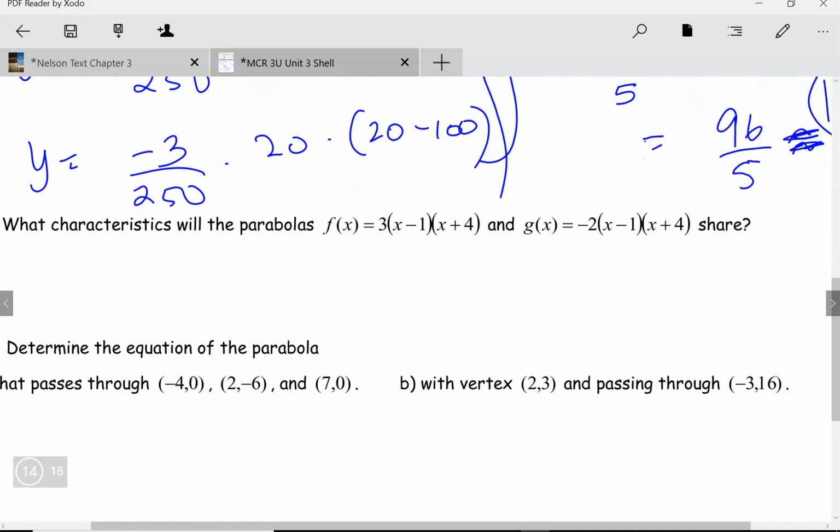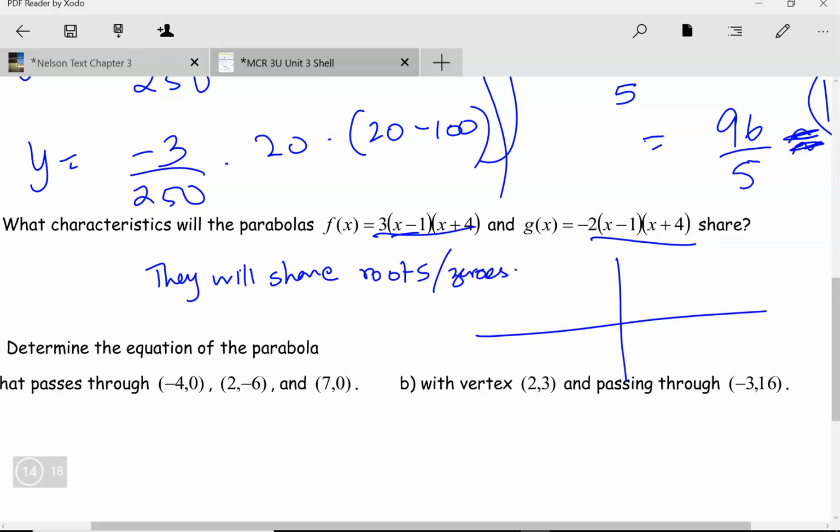What characteristics will this parabola and this parabola share? You'll see here that they will share roots or zeros. And if you were to graph these parabolas, both will have zeros of x equals 1 and x equals negative 4. So 1 and negative 4.